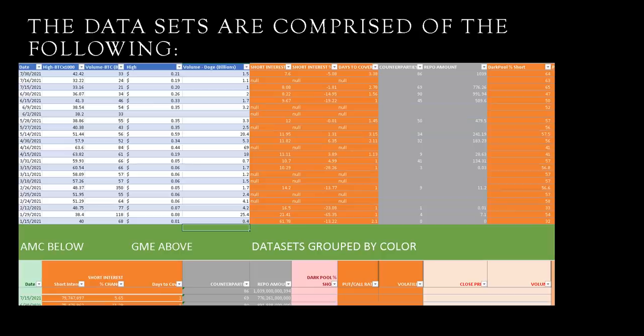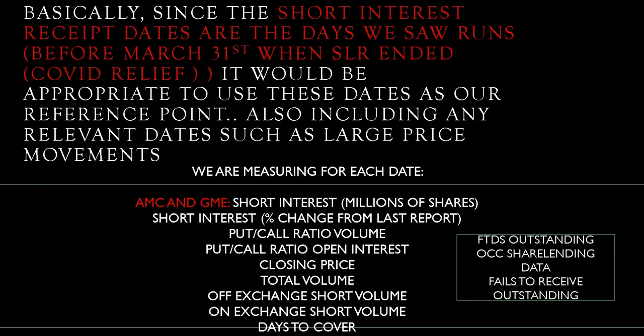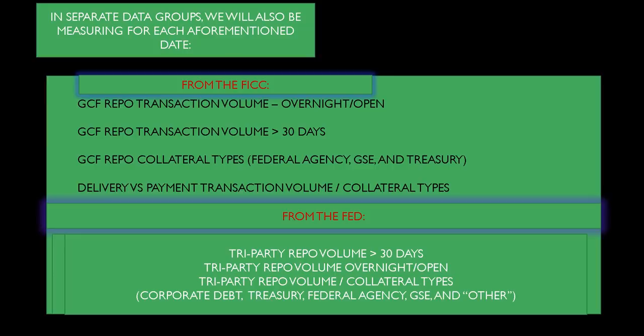We're going to have the short interest for GameStop and AMC on each date, the short interest percent change from the previous report on each date, days to cover. We're also going to include a separate data set for repos. We're going to include GCF repo transaction volume, overnight and open, GCF repo transaction volume greater than 30 days, GCF repo collateral types being federal agency, GSC, and treasury. And then we're also going to do the delivery versus payment transaction volume and collateral types as well, both of those data sets being from the FICC. So those will be a separate table in and of itself.